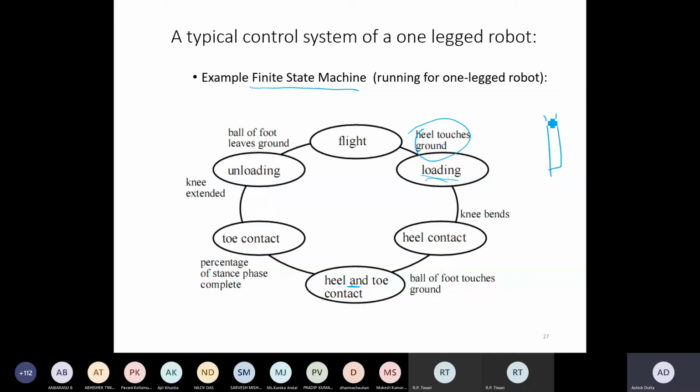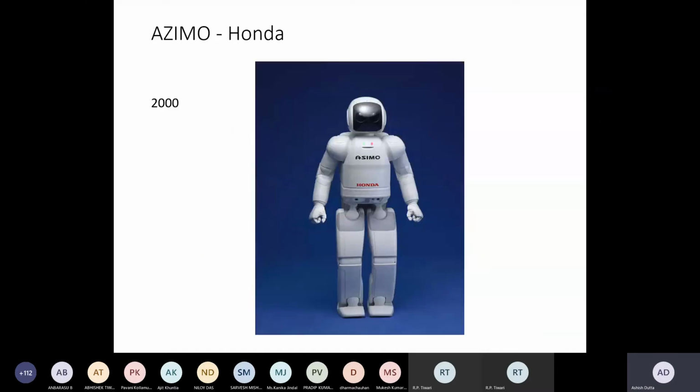So let me explain it here. This is the way it is. There is a spring. First it's in air, then the spring is compressed, then the spring is expanded, and it goes back into air. So in these different stages, each stage is a finite state of the system. It is going from one state to another state in a particular cycle, and that's how we are controlling it.